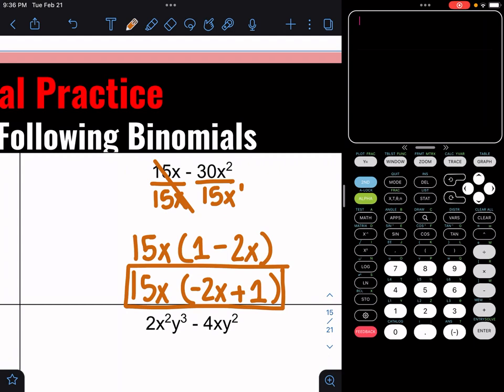And you could always double check. 15x times negative 2x is negative 30x squared. And 15x times 1 is 15x, which is the same thing as this, just written in standard form.